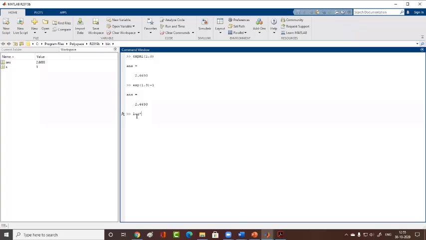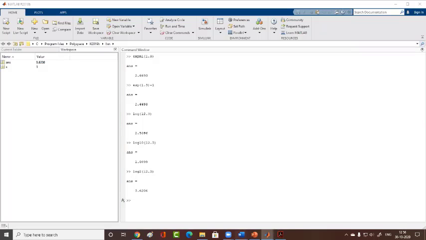Log of, in brackets, write 12.3. This is nothing but log of 12.3 base e only. Suppose you write log10 of 12.3, this is nothing but log 12.3 base 10. In a similar way, log2 of 12.3 is nothing but log 12.3 base 2. You should know the difference between these three types.